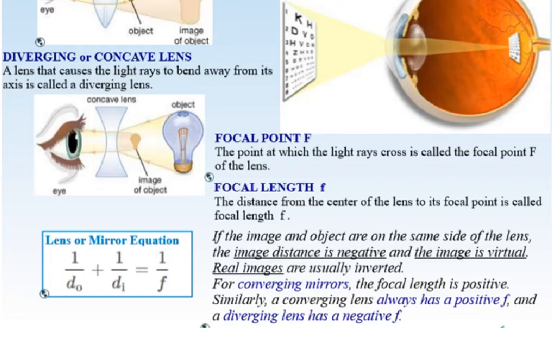In the real images, so real images are usually inverted, and for convergent mirrors, the focal length is positive. And similarly, a convergent lens always has a positive focal point, and the divergent lenses always have a negative focal point, because the focal point is on the same side of an object for divergent lenses. But we're going to look at this and talk about it more as we learn.